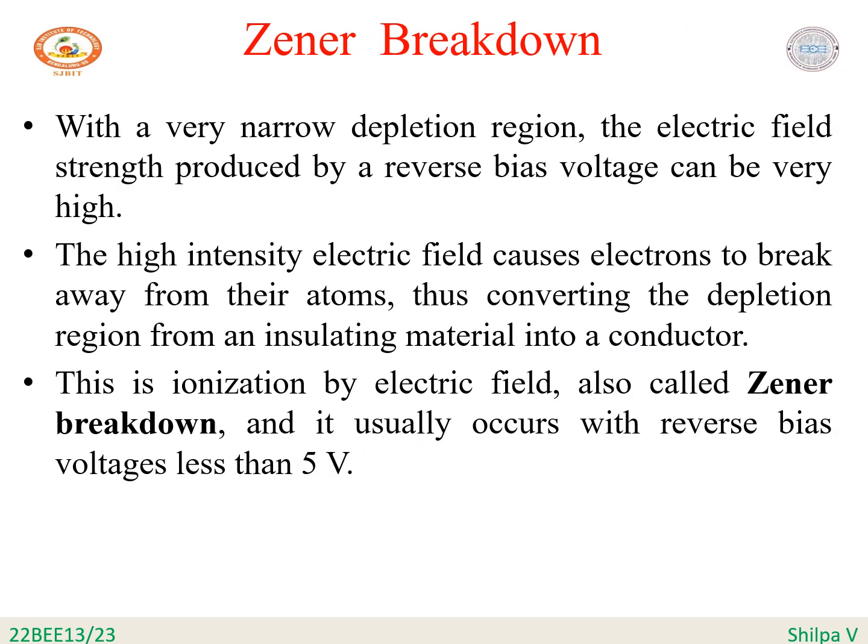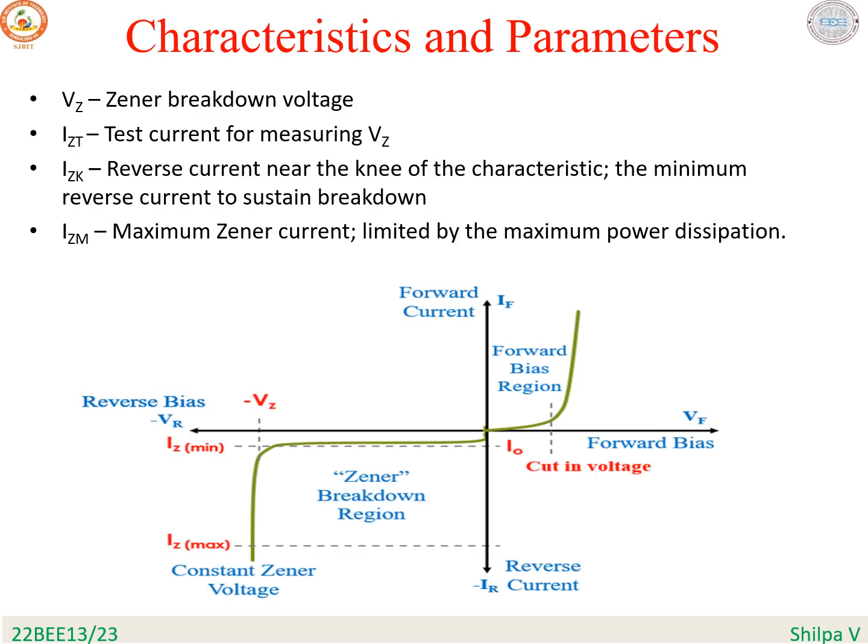So this is Zener breakdown, whatever I have explained is given here. It is an electric field effect, also called Zener breakdown, and it usually occurs with a reverse voltage of less than 5 volts. Usually for a Zener diode, the Zener voltage is less than 5 volts.